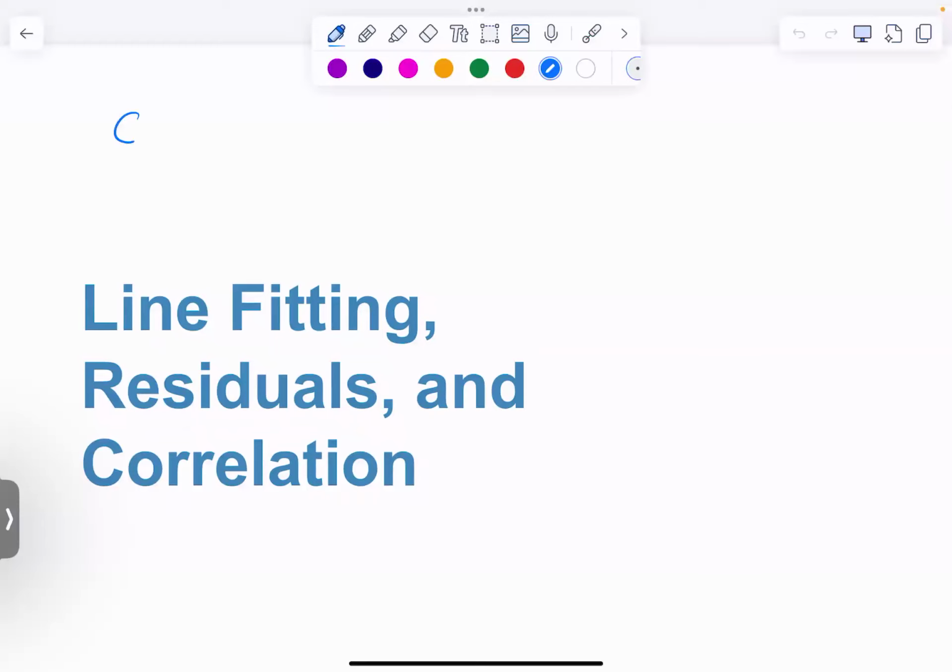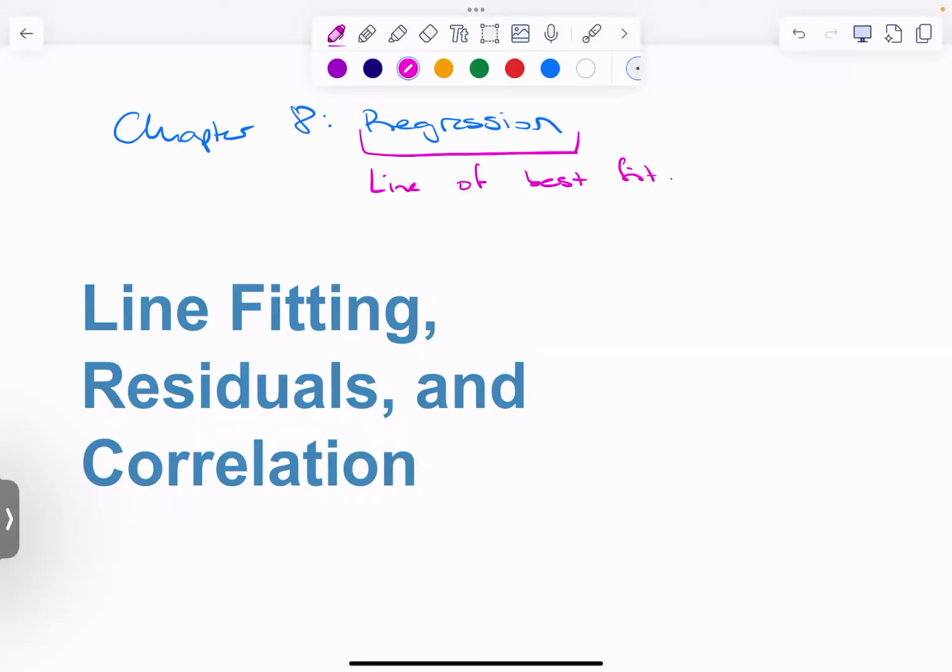So chapter 8 is on regression, which is really just a line of best fit, which will involve definitely a scatter plot, right? Kind of a refresher here, so it's been a while. But if we have a relationship between x and y like this, then maybe I have a relationship that looks like this. Okay. And I can fit a line of best fit.